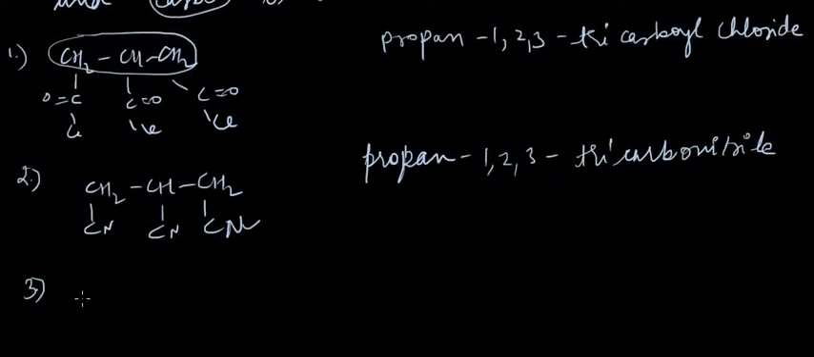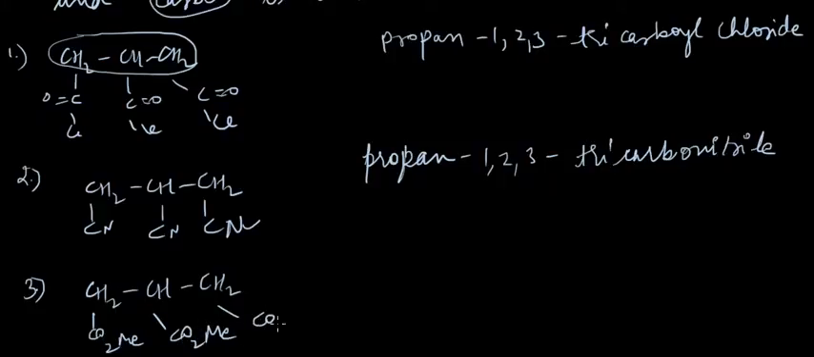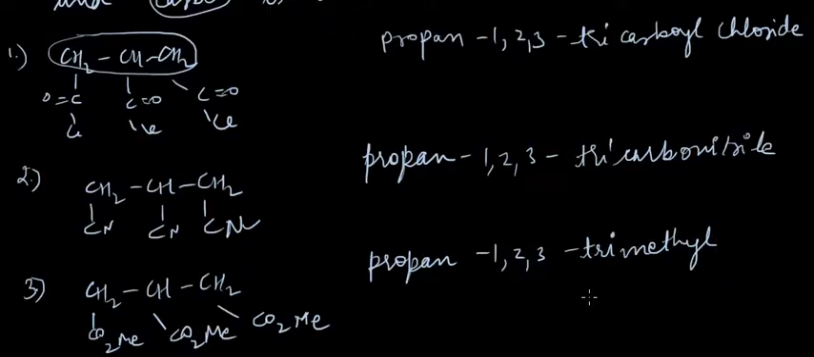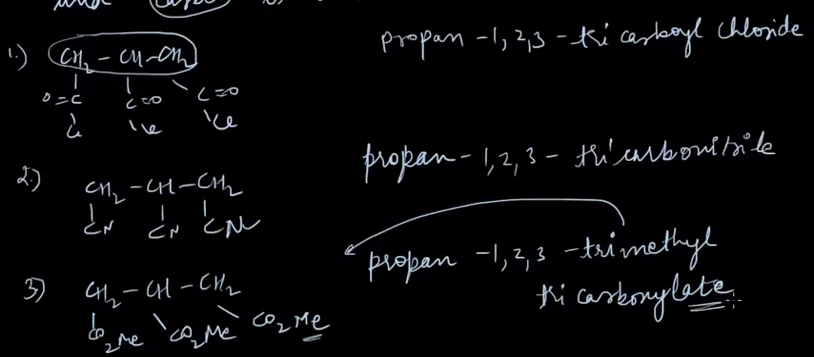And if we have something like this, then its name would be propane-1,2,3-trimethyl tricarboxylate. Okay, so trimethyl would be coming here because it would be an alkyl alkanoate, so trimethyl would be coming first, and then tricarboxylate. This would be the name.